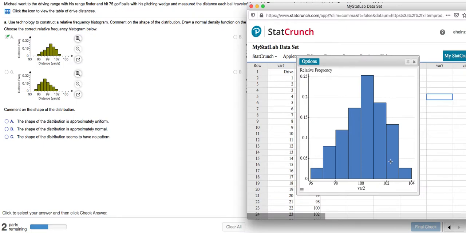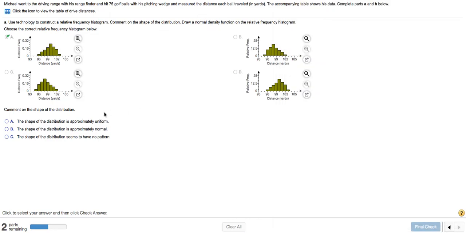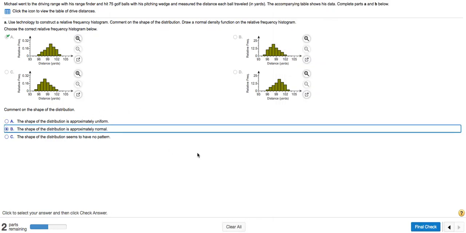I would say that this is normal in that it has a bell shape. It's not perfect, but it starts low, it reaches a peak, and then it drops back down again. Again, not perfect, but close enough to say that this is approximately a normal distribution. So I'm going to choose B.